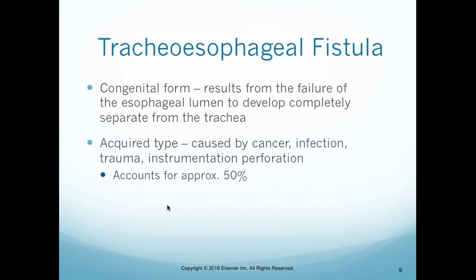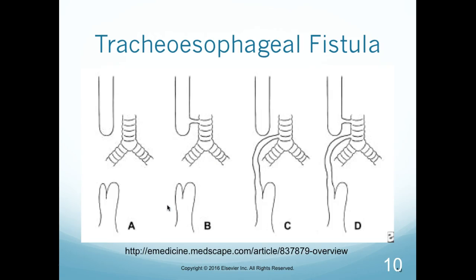There's also the acquired type. I've seen this in cancer patients. When they get radiation, there can become a fistula between the trachea and the esophagus. Infection, trauma, and instrumentation perforation. So when they're sticking the tubes down the throat. So here are the different types of fistulas.